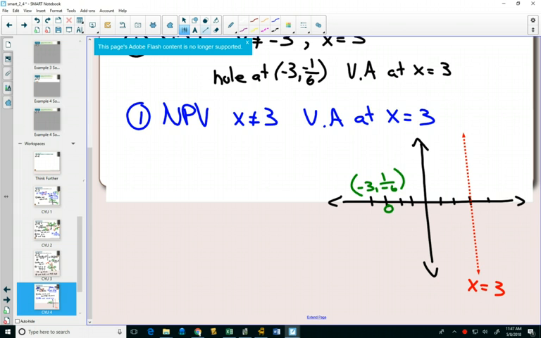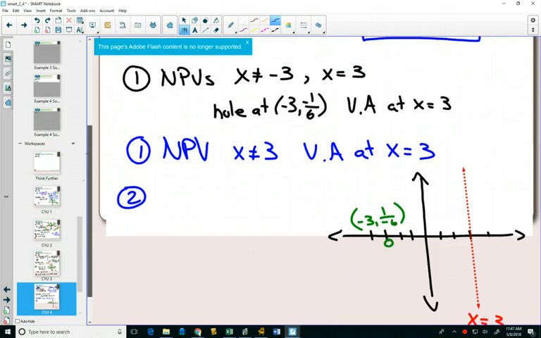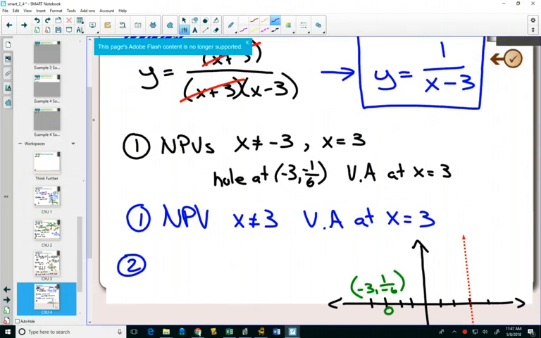In the blue graph, will we have a horizontal asymptote or oblique asymptote? The degree is bigger on the bottom. That's going to be a horizontal asymptote. When the degree is bigger on the bottom, where is the horizontal asymptote? Always at y equals 0. So we can add that as well.